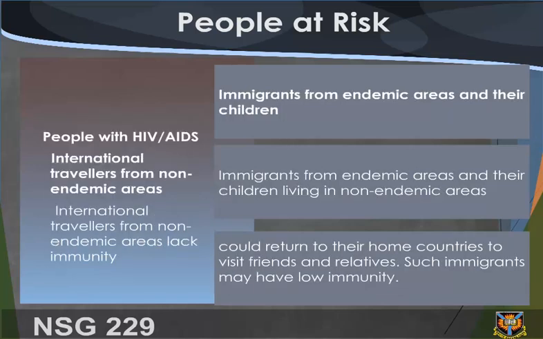People with HIV/AIDS. International travelers from non-endemic areas. International travelers from non-endemic areas lack immunity. Immigrants from endemic areas and their children. Immigrants from endemic areas and their children living in non-endemic areas could return to their home countries to visit friends and relatives. Such immigrants may have low immunity.